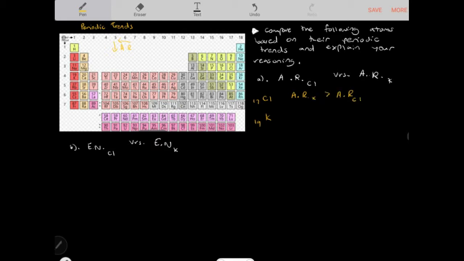Now, once again, this is a prediction. So as long as you create an explanation, there is no true right or wrong answer. There are a few exceptions here, right? But this notion of shielding does create a big impact on the size of an atom, right?